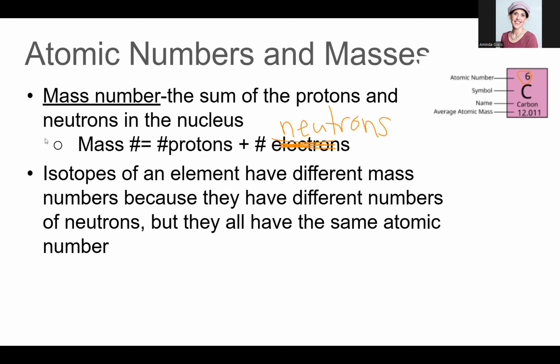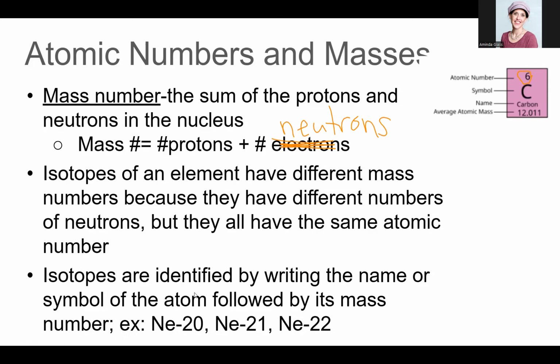Now, isotopes, we mentioned isotopes before, they have different masses. So they're going to have different mass numbers. And that is because they have different numbers of neutrons. They have the same atomic number, so it's the same element. If we have carbon and it has a mass of 12 or a mass of 13, it's still carbon. It just is a different isotope. Still have the same properties, but one has more neutrons than the other.